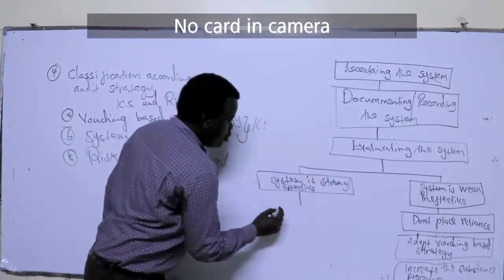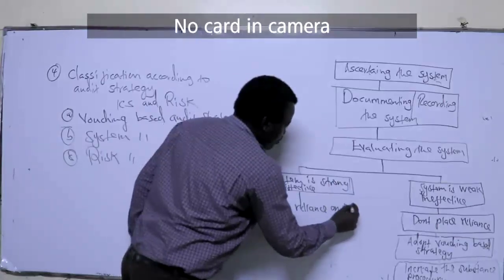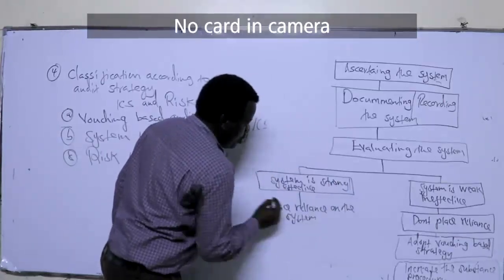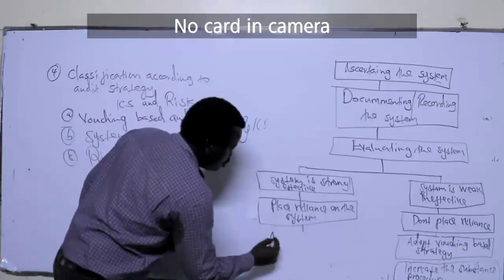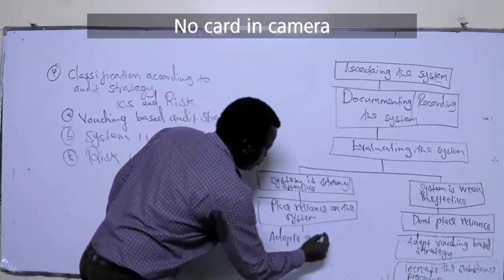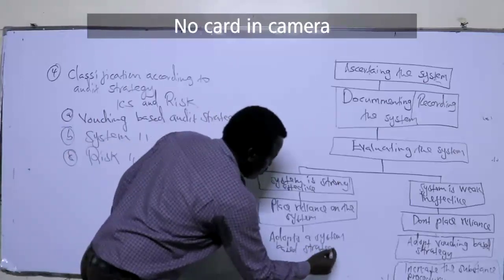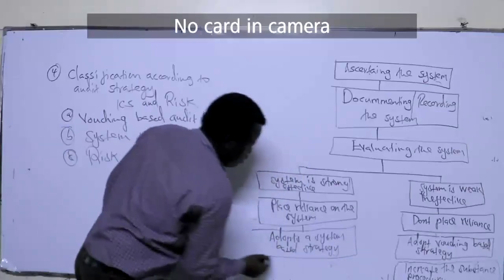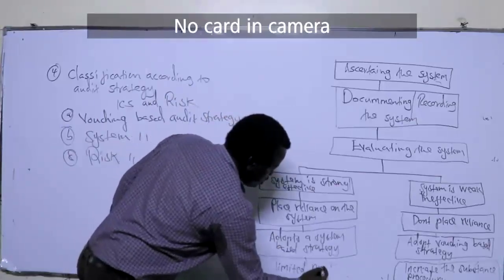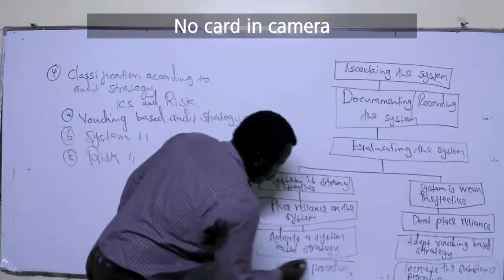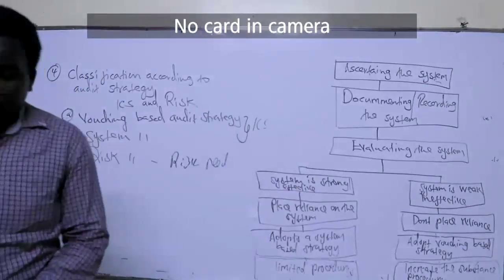So here you're going to place reliance on the system. Then you adopt a system-based strategy. Then you limit the substantive procedures. Limited procedures.